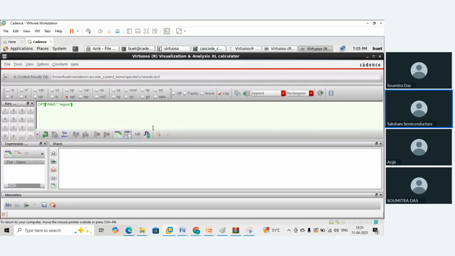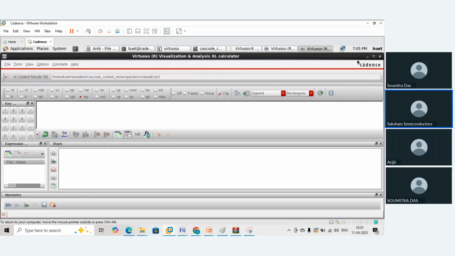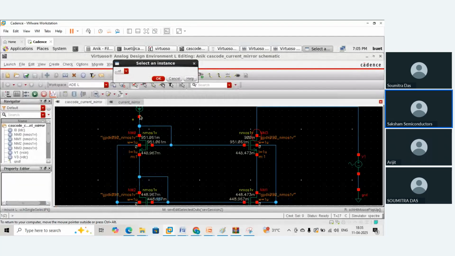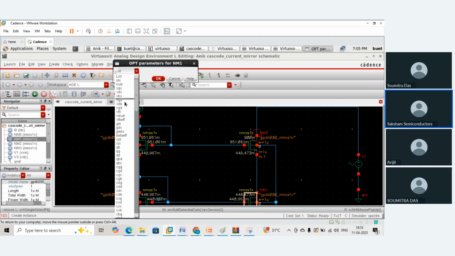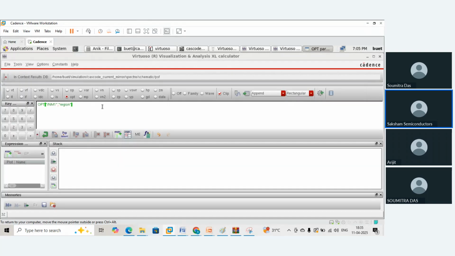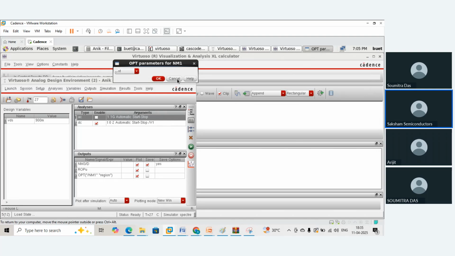Operating point, let me just clear these things. Operating point, lower transistor, list is there, region. If you are getting any confusion, just ignore it and repeat it one more time. That is the only thing. Oh, sorry, I couldn't do it over here, so I have to do it from here. Let me just cancel it.